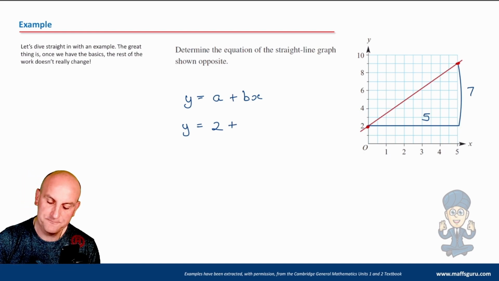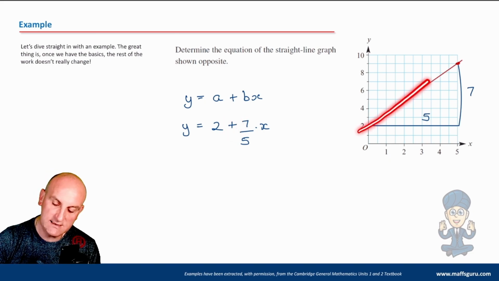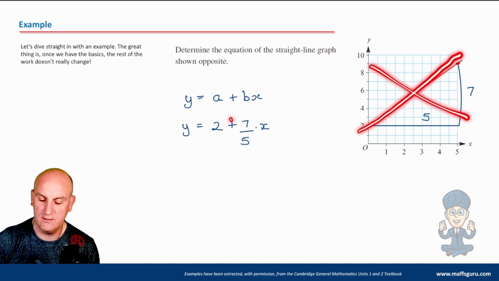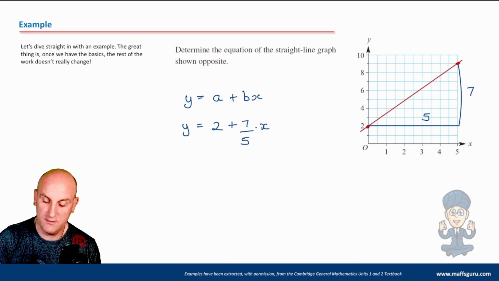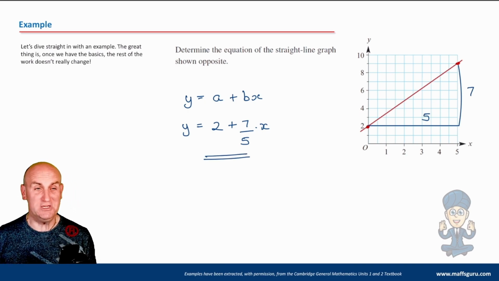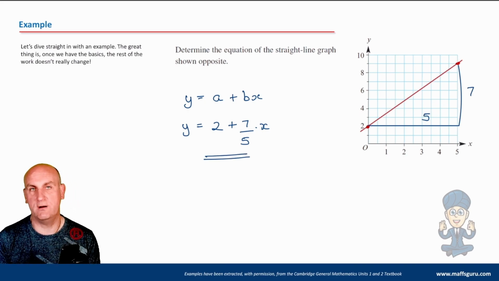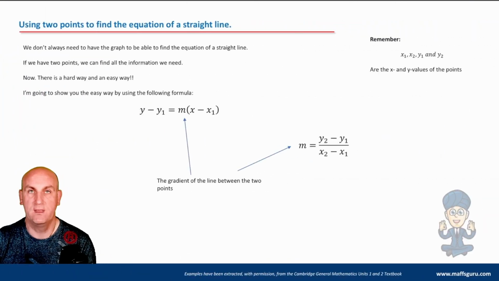So I'm now going to add my rise divided by my run and times it by x. Now the reason again I'm putting this plus is because my gradient is going up. If my gradient was going down, there would be a minus. And believe it or not, that's my right answer. Ka-ching, I've done it. Yay. Right, so that's from a graph. That is certainly one way of doing it.